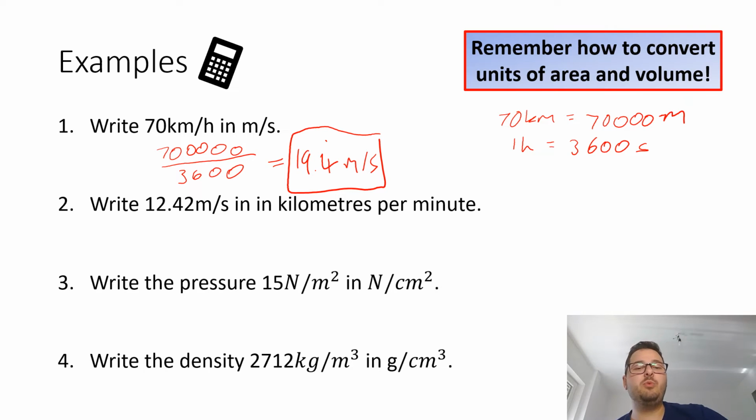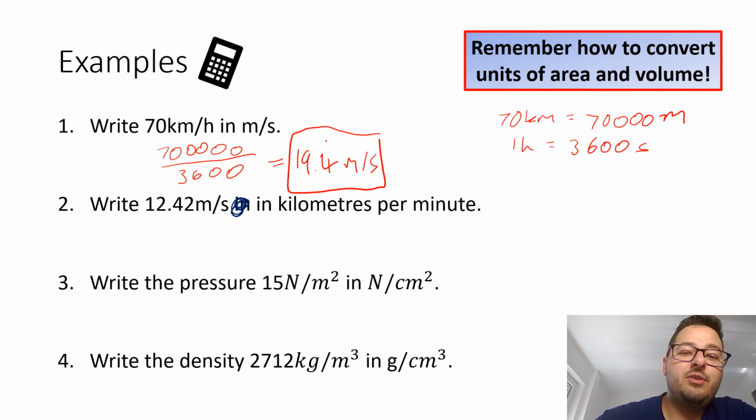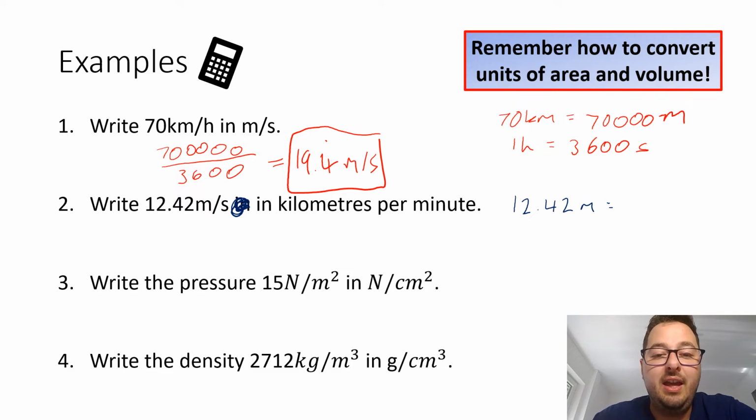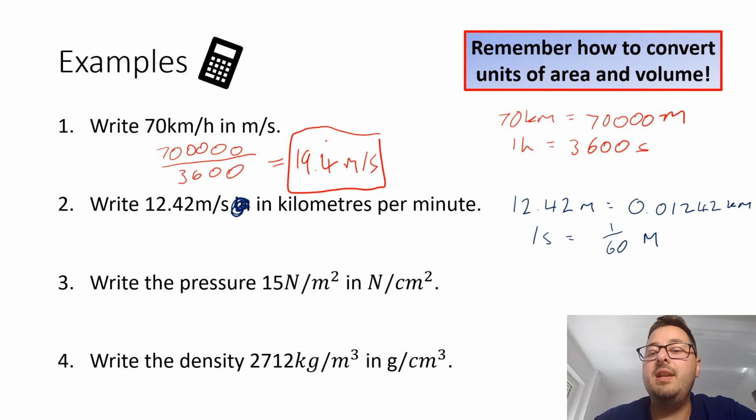All right, next one, we want to write 12.42 meters a second in kilometers per minute. So 12.42 meters is the same as, well, this time we want to divide by 1,000. So this is going to be 0.01242 kilometers. And then we want to figure out, well, 1 second is 1/60th of a minute. Okay, so 1 second is the same as 1/60th of a minute.